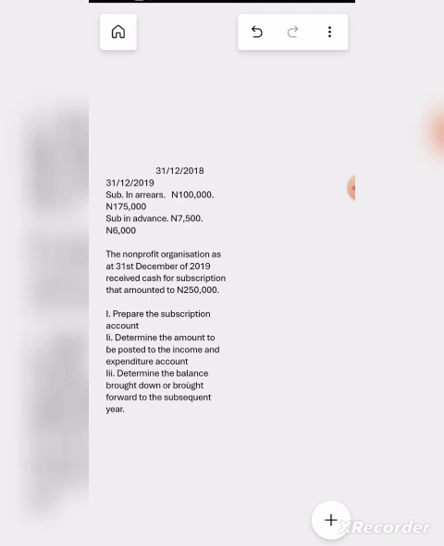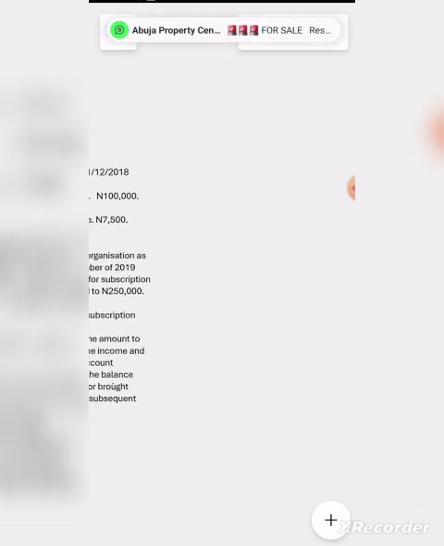Right now, this account is for 2019, so we're also going to derive the balance brought forward for 2020. We know that the balance carried down for the previous year should be the balance brought down or brought forward in the current year. Okay, so let us go ahead and do some workings here.